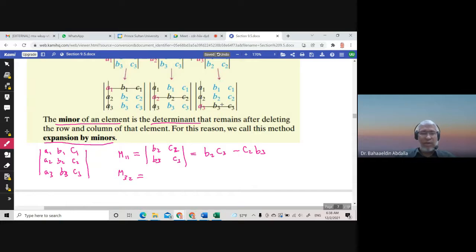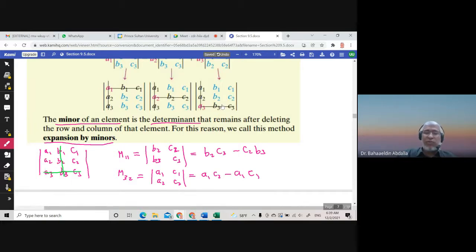How to find the minor of B3? Eliminate or delete the row and the column in which B3 is, and the remaining numbers are A1, A2, C1, C2. So this determinant is the minor of 3, 2. So it is A1 C2 minus A2 C1. So the minor is a determinant. It's a number associated to each number in the determinant. Okay. So what is the meaning of expansion by minors?